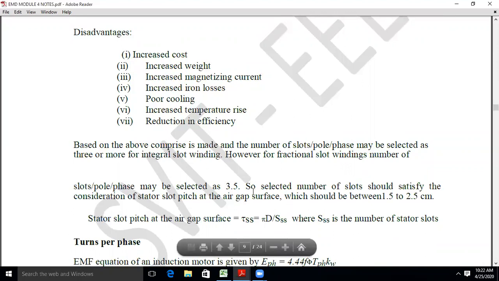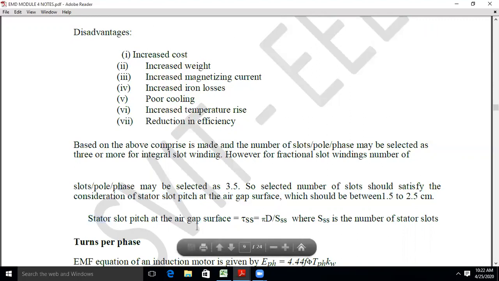The selected number of slots should satisfy the consideration of stator slot pitch at the air gap surface, which should be between 1.5 to 2.5 centimeter. Whatever the selection of the slots is, it should satisfy the consideration of stator slot pitch at the air gap surface, that is 1.5 to 2.5 centimeter. Now, what is this stator slot pitch at the air gap surface?